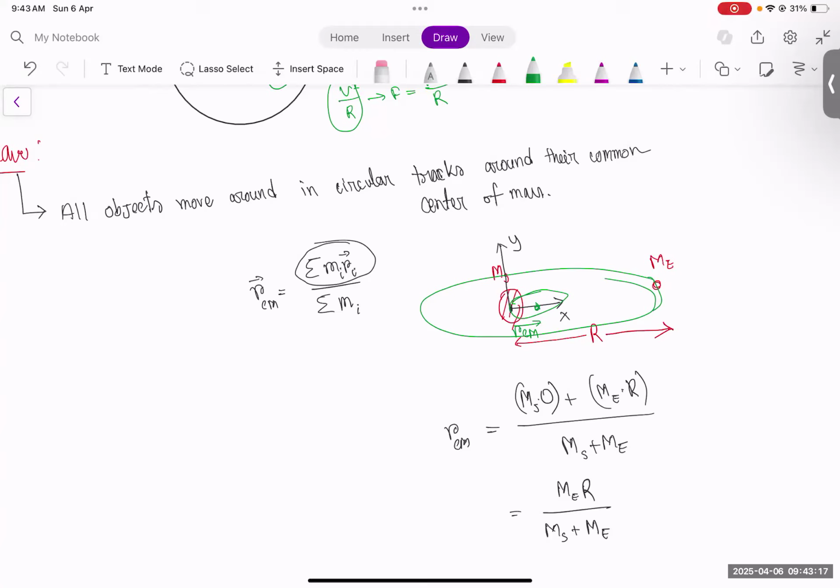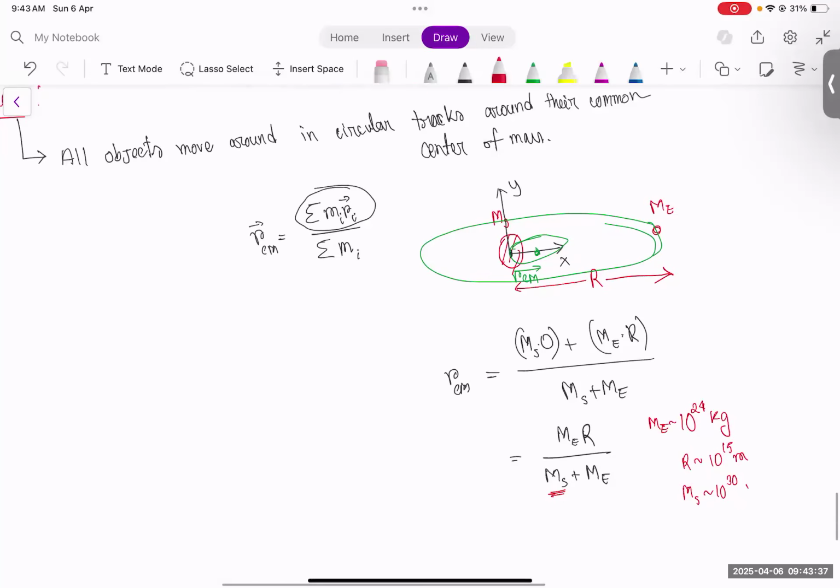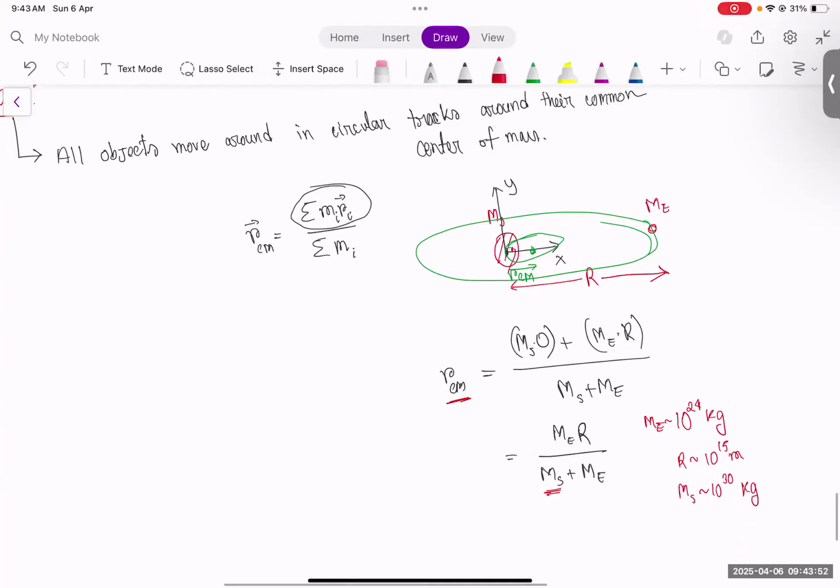But then the thing is, the sun is much more massive than earth. Earth's mass is about 10 to the power 24 kg. R is about 10 to the power 15 meters, and ms is about 10 to the power 30 kg. If you plug these values in, you'll get that the center of mass actually lies inside the sun's surface. The center of mass is inside the sun, at a slight distance from the sun's center.